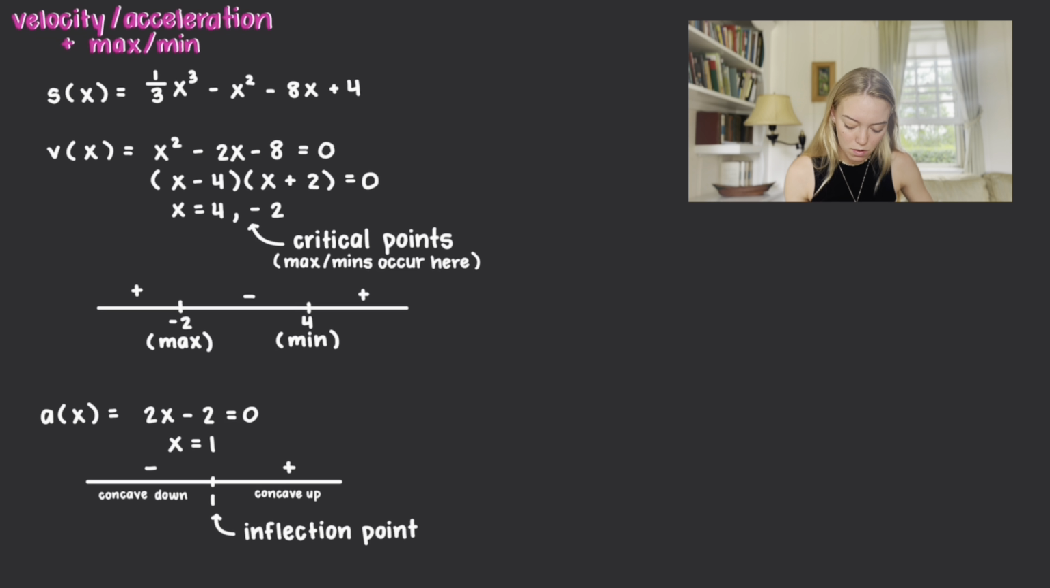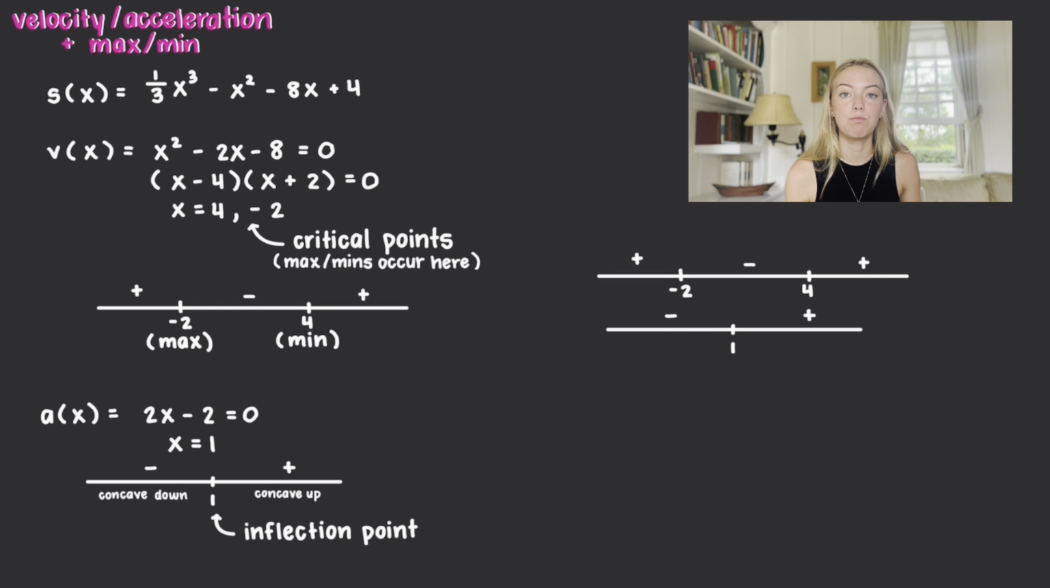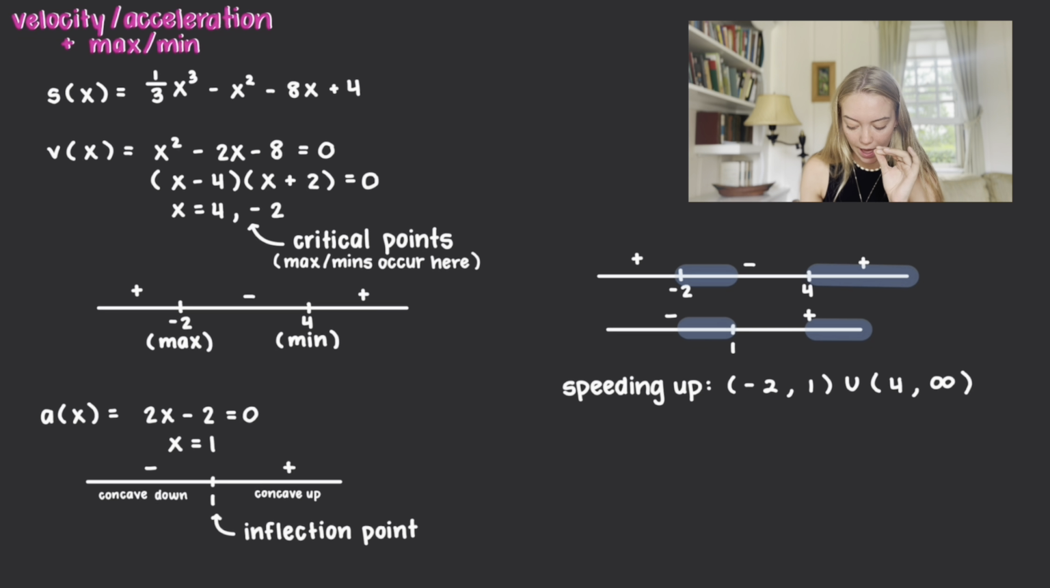Okay, wherever the signs are the same, the function is going to be speeding up. And wherever they're different, the function's going to be slowing down. So let's look at where the signs are the same. Okay, they're the same here. This is negative, this is negative, this is positive, this is positive. So we know that the function is speeding up in the blue. So if we look at where they're different, we know that they're slowing down here.